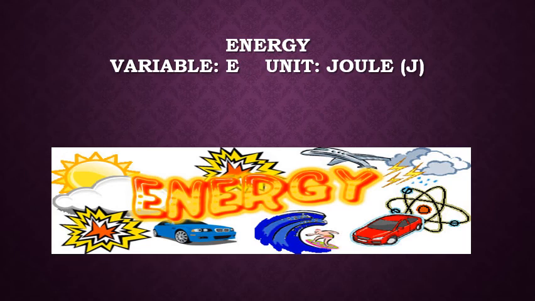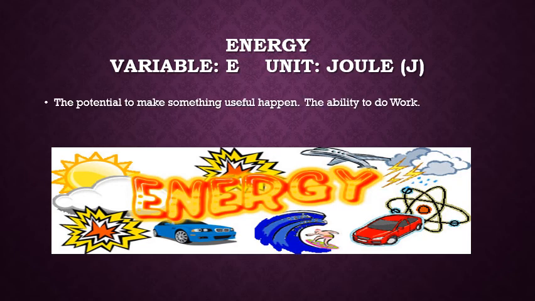So when we talk about the variable energy in this class now, we are going to use the symbol of a large E to represent that variable. The units of energy are joules, which are represented with a large J. A joule is actually a combination of a bunch of other units we've talked about previously, which we can get into later. So what is energy? It's essentially the potential to make something useful happen, or the ability to do work.